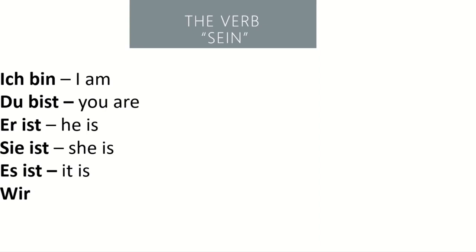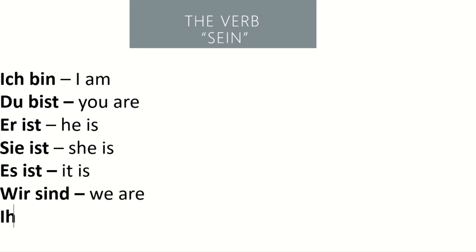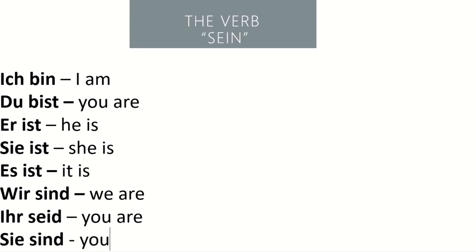Wir sind. We are. Ihr seid. You are. It's the informal and plural version. And sie sind. You are or they are. It's a formal version of you.